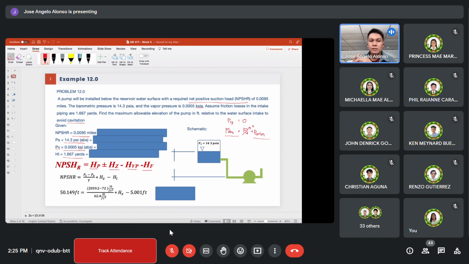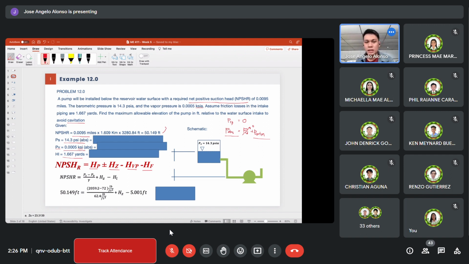So let's convert everything here from miles to feet, PSI to pounds per feet squared, KSI to pounds per feet squared, and yards into feet. To convert miles into feet, we know that 1 mile is equivalent to 1.609 kilometers. Then for every 1 kilometer, there is 3,280.84 feet. Or if you want a longer version, from kilometer to meters, alam natin conversion, 1,000 lang. Meter, centimeter, centimeter to inches, inches to feet. And it will give you the value of 50.149 feet for the net positive suction head required.